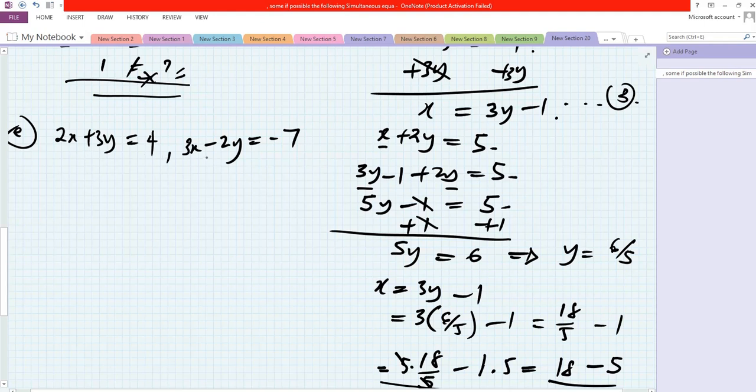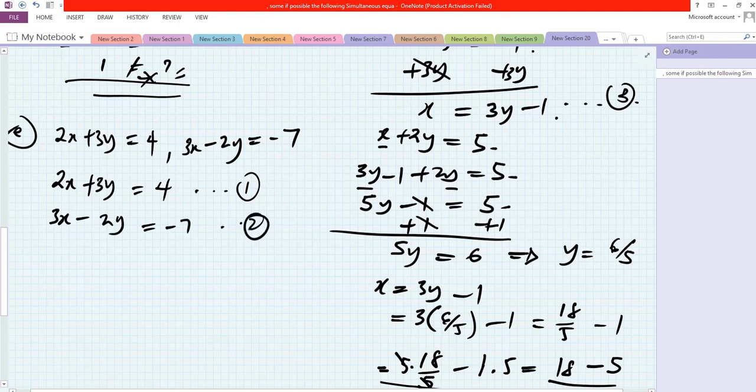Since we have this, what we're going to use is the elimination method. We're not going to use substitution method because there is no coefficient of the variables here that is 1 or minus 1. So you have 2x plus 3y equal to 4. This is equation 1. You have 3x minus 2y equal to minus 7. This is equation 2.